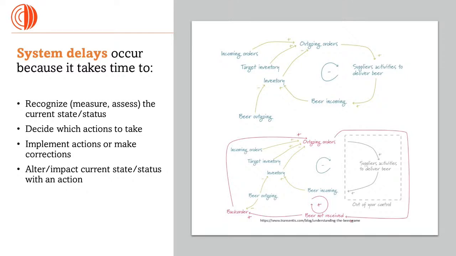But in the game, which you can actually play online, you can download it, because it's a really interesting way to just think about delays in systems and how sometimes they're created by the fact that people have to decide which actions to take, and it takes time to do that. So what actually happens in reality is that you have outgoing orders, and you put in your order to the supplier, but there's a delay. And I'm going to get into why there's a delay in the future. So this is actually hidden from you in the game.